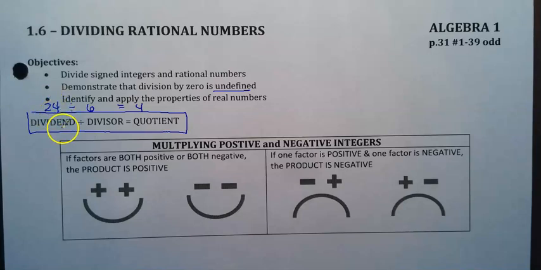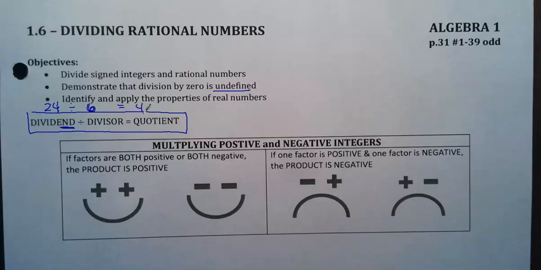I always think about it as opposite. It's dividend, but it's actually the first number in a division problem. That helps me think about it. So the dividend is the first number, and then the divisor is the number we're dividing it by, or how many groups we're trying to put it in, and the quotient is our answer to the division problem.